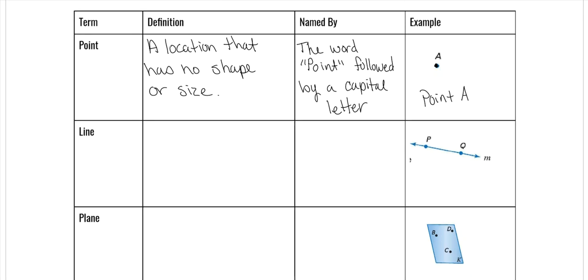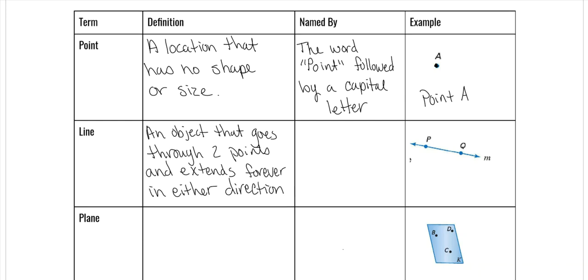The next thing we're going to cover is a line. And a line has exactly 2 points, and it goes forever in either direction. And the way that you name it are the 2 points that you see on the line. You're going to use those 2 letters, and then on the top of those 2 letters will be a drawing of a line.